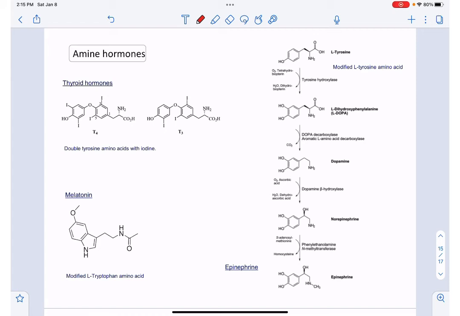And then lastly, we have amine hormones. And amine hormones are modified amino acids that maintain an amino group. So let's take a look at a few of these. Both forms of thyroid hormone, T4 and T3, are both amine hormones. And in each case, these are double tyrosine amino acids. So there are two tyrosine amino acids linked together, and then they have iodine molecules attached to them. T4 has 4 iodine molecules attached to it. T3 has 3 iodine molecules attached to it. So both T4 and T3 are amine hormones.